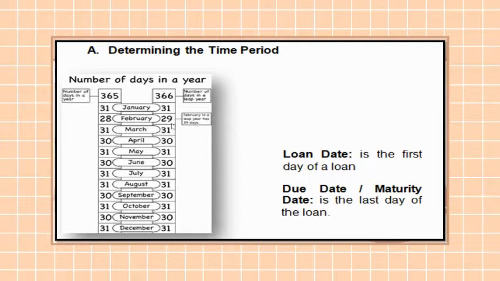Okay, so for the month of January, we have 31. For the month of February, if that is a leap year, we only have 29 days. If not, we have 28 days. For March, we have 31, April 30, 31 for May, June 30, July 31, August 31, September 30, October 31, November 30, and December 31.